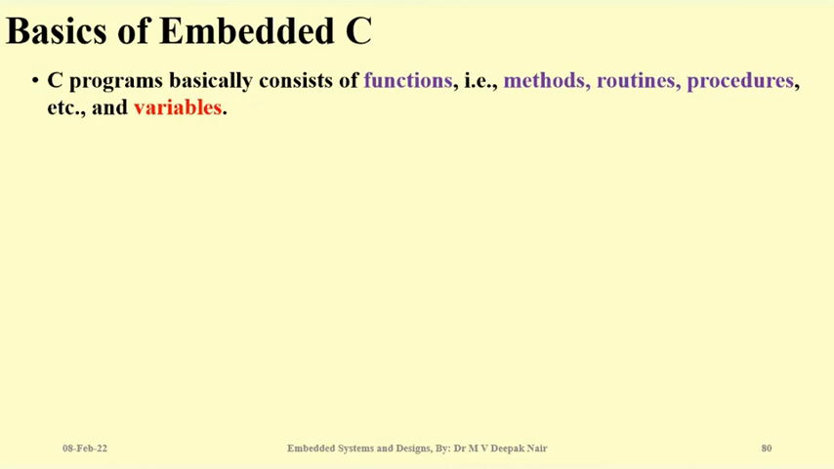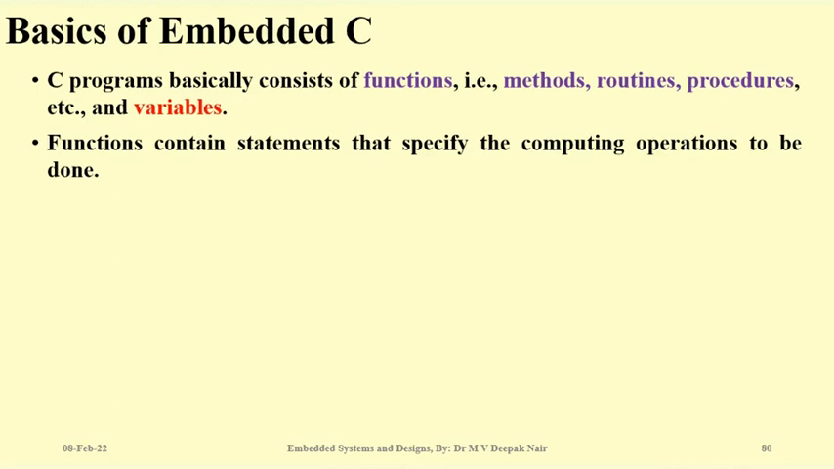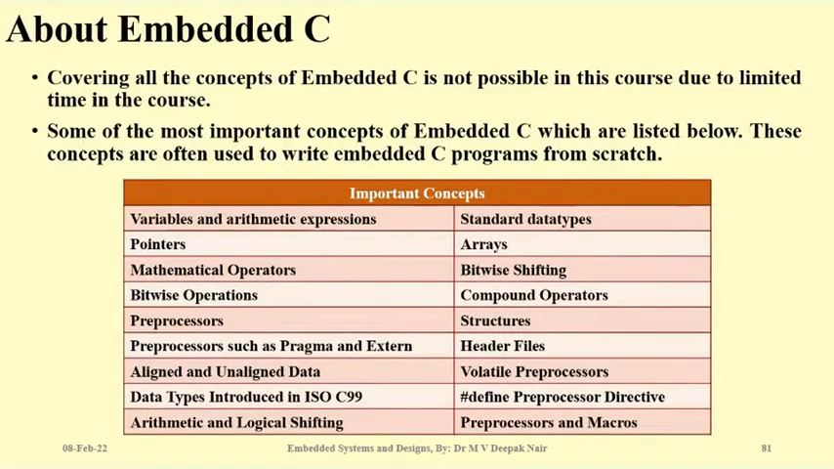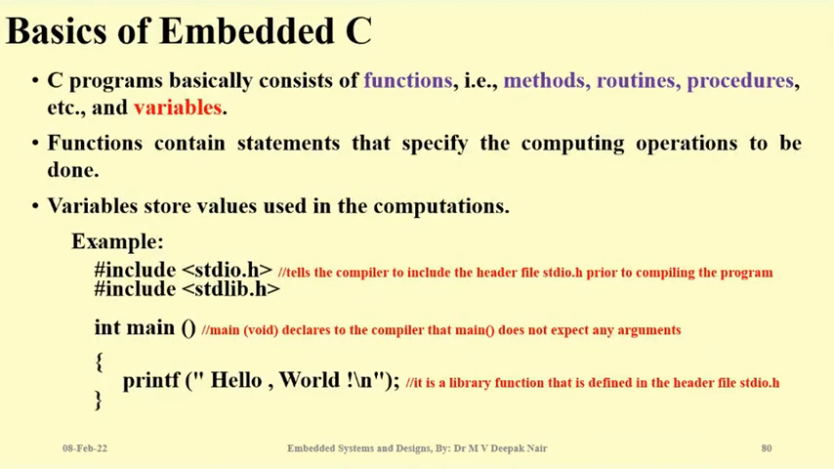Basics of embedded system or embedded C. Of course, every program will contain some variables, functions, methods, routines, procedures. So this is the basic structure of a simple C program, which is generated automatically when you open Code Blocks. Here, these are the header files.